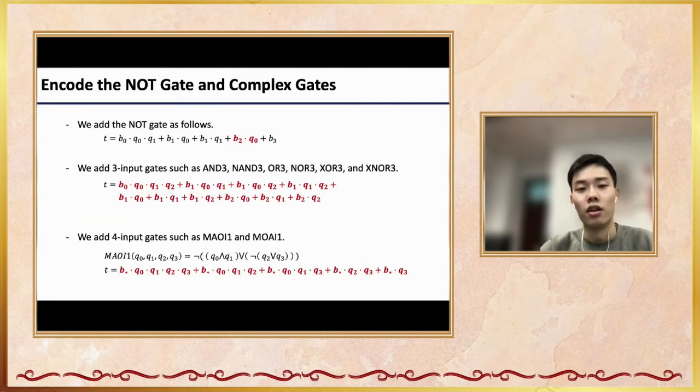For details, we use B2 times Q0 to encode the NOT gate. In fact, any logic operation can be expressed as an algebraic normal form equation. The right function shows how to encode these 3 inputs and 4 inputs complex gates, such as 3 input XOR.